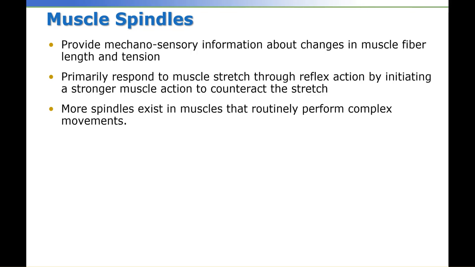So we have muscle spindles. These provide mechanosensory information about changes in muscle fiber tension and length. They respond to muscle stretch through reflex action by initiating a stronger muscle action to counteract the stretch. So this is like if you are given a dumbbell and it's weighted, and then your arm starts to drop. First it starts to go down, but what catches it is that stretch. Okay, the reflex action counteracts that stretch. That's a good example. More spindles exist in muscles that routinely perform complex movements. Okay, so they have more spindles.